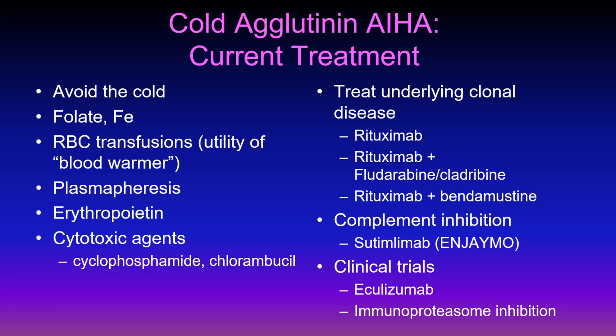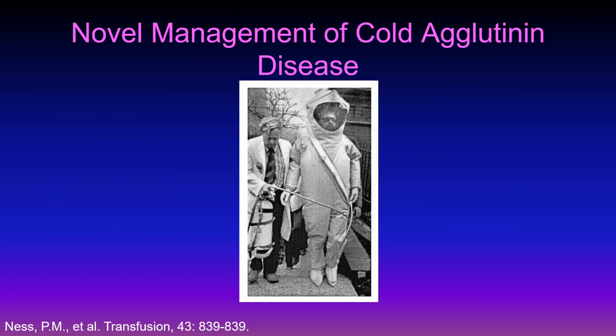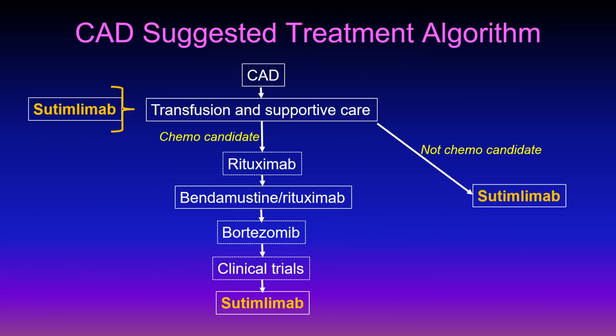And I always like to show a picture, which I don't advocate as a therapy. This is a patient back in the 1960s who had a suit belt where his body temperature was being maintained. This is my colleague Paul Ness walking around the campus at Hopkins, but this is a novel therapy for cold agglutinin. Just stay warm. It's almost impossible to do this, and you can't live like this, but this is a therapy that was developed many decades ago for treating this condition.